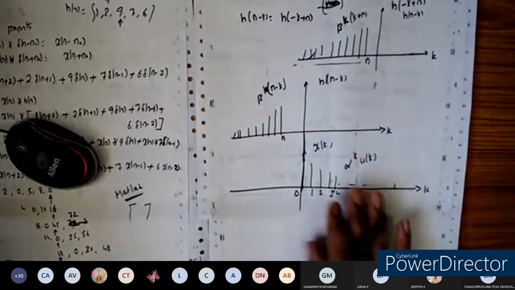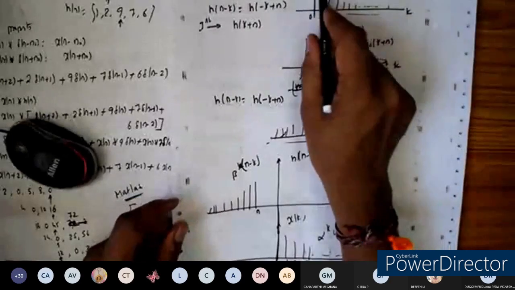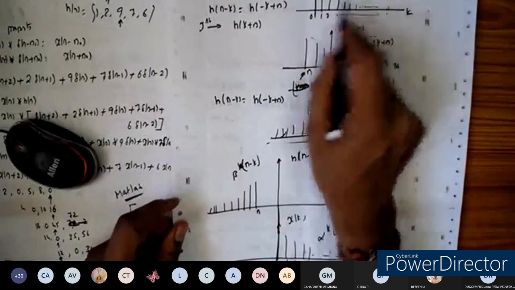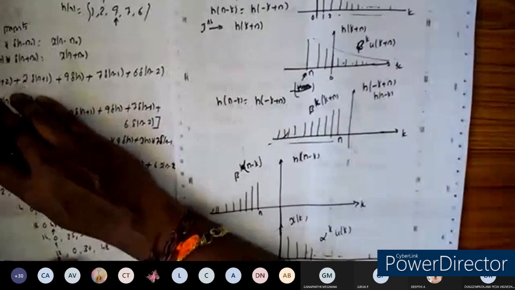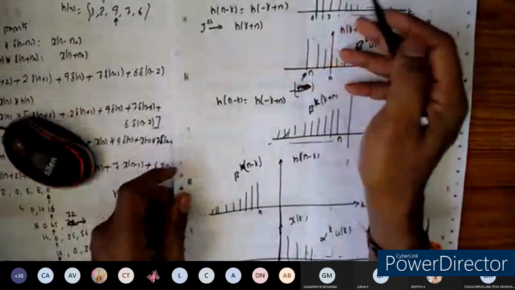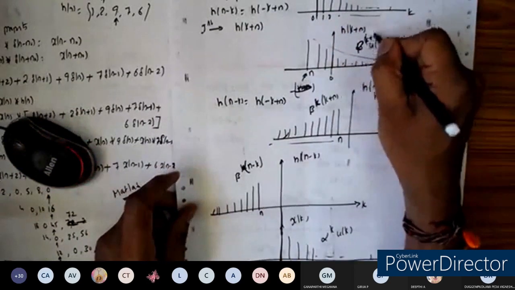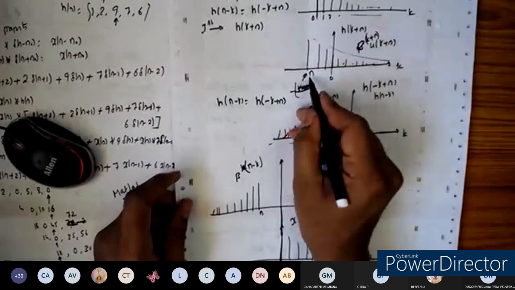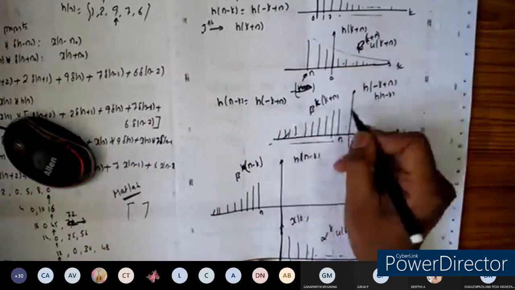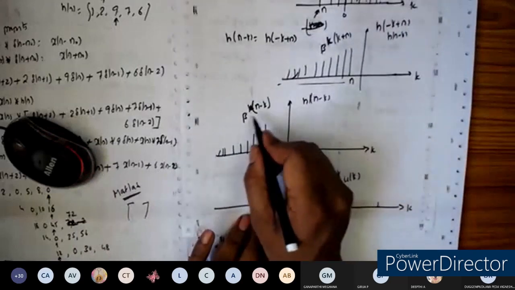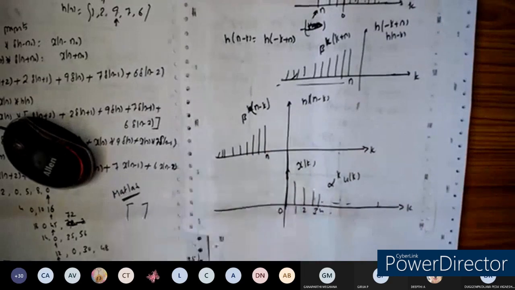So what I did here: first I drew the waveform h of k, which is beta to the power of k into u of k, starting from 0 up to infinity. Based on the u of k, I'm plotting the waveform here. Next I shifted the sequence towards the left side by n units, so this has become beta to the power of n plus k. Next, I took the reflection, so this has become beta to the power of n minus k. The signal will be like this, n minus k.